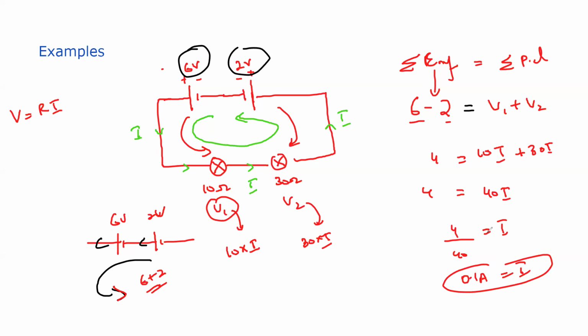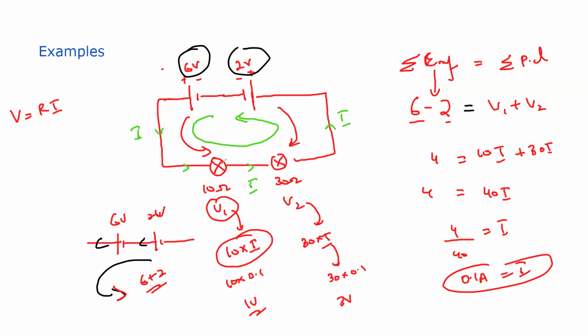Is this example of Kirchhoff's second law clear? Then we can calculate the potential difference if we need it. We know the current now, so what will the potential difference be? It will be 10 multiplied by 0.1, which is 1 volt. And the potential difference here will be 30 multiplied by 0.1, so it will be 3 volts.